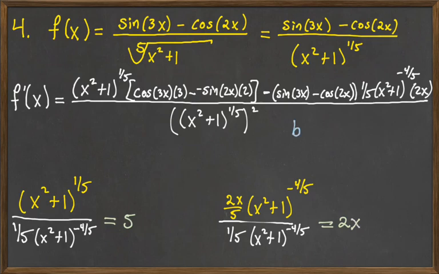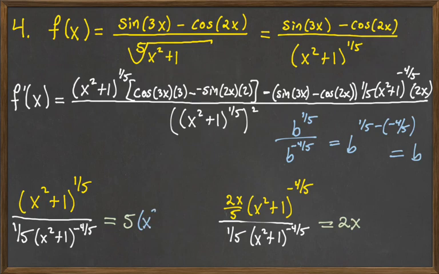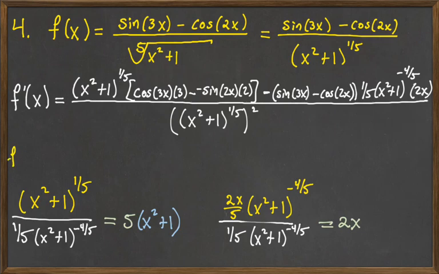divided by 1/5 will be 2x. b to the 1/5 divided by b to the negative 4/5 will be equal to b to the 1/5 minus negative 4/5, and that'll be b to the first power. So likewise, we will have x squared plus 1 to the 1/5 divided by x squared plus 1 to the negative 4/5 give us x squared plus 1. On the other fraction there, the x squared plus 1 to the negative 4/5 will absorb.